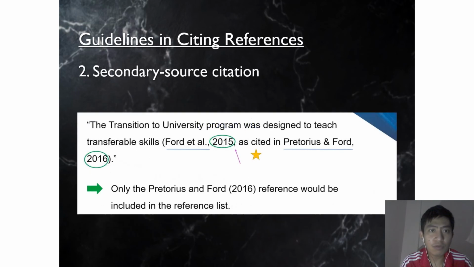So for secondary source citation, such as this: transition to university program was designed to teach transferable skills. Ford et al., 2015, as cited by Pretorius and Ford, 2016. So the reference will be included in the reference list. So the Pretorius and Ford 2016 will be in your bibliography.